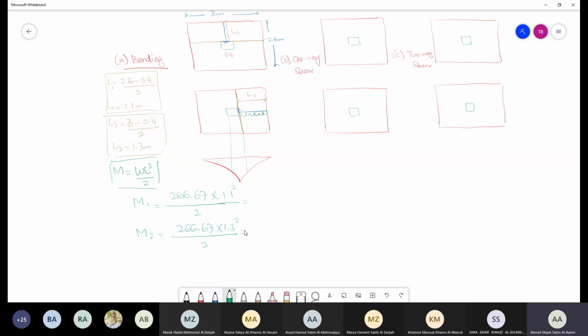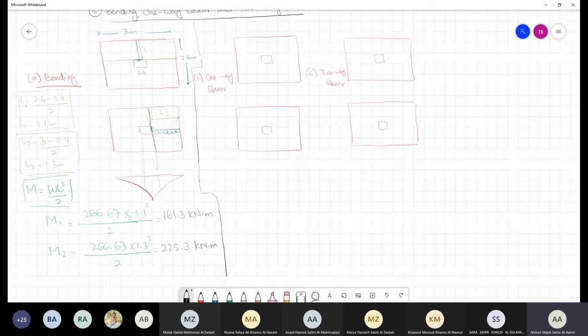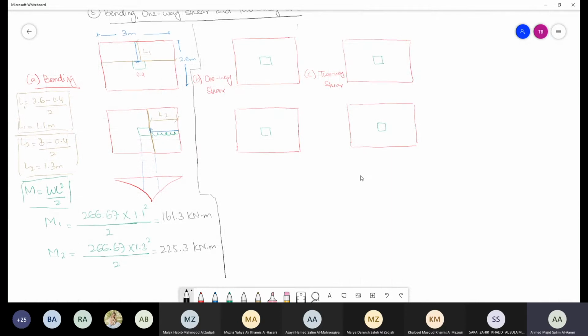So the first one goes as 161.3. This is in kilonewton meter. The second one goes as 225.3 kilonewton meter. Now doing that, we have finished calculation of the bending moment cases. Now the second scenario is to go and check for one-way shear and then two-way shear.